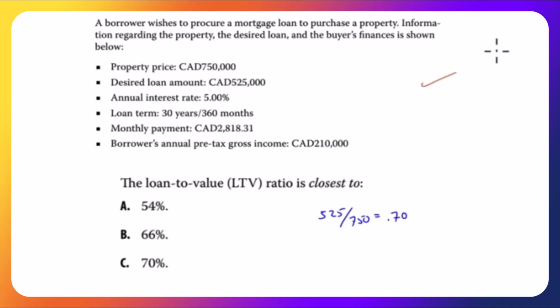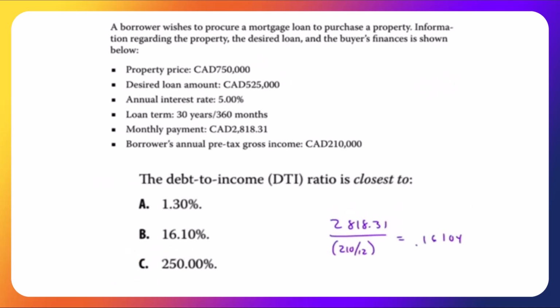Okay, we've got some questions set up here and our question down here. Let's just read that. The loan-to-value ratio is closest to. So we don't have to spend a lot of time reading this. Desired loan amount, 525. Property price, 750. We can calculate it directly. 0.7. C.